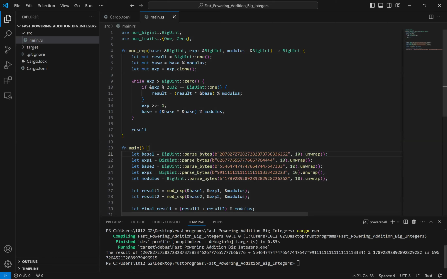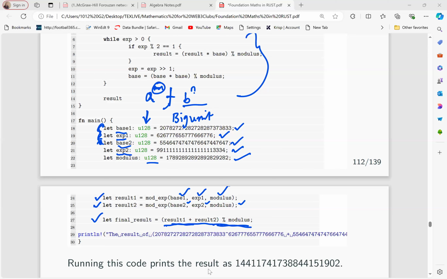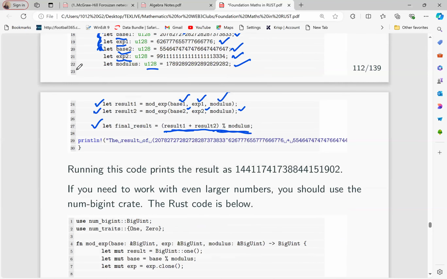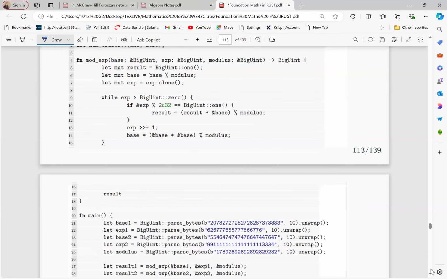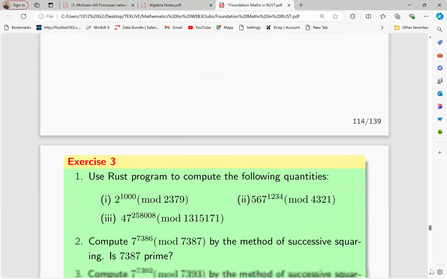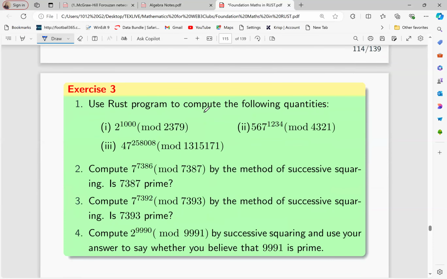And of course, the one I've shown is for smaller numbers. Okay, it was big unit, so that is for larger numbers. If you want very huge numbers, then that is what you do. And again, I've included that code in my notes. It's just the same code we've looked at. Now you can try these questions using a Rust program. It becomes very easy once you have the program.